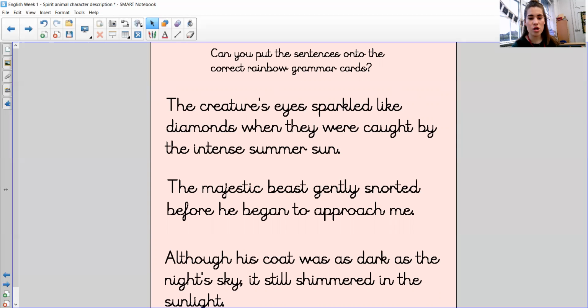Now, you probably don't have rainbow grammar cards at home, so you can use pencil crayons to do this. You can write each one in pencil crayon, or you can just do it in normal pencil, and you can label each part of your sentence. We're going to go through these one at a time, so if you feel confident and you want to pause the video now and have a go at them all, you can. If you want to stay with me now, I'm going to go through the first one, and then we'll go through the last 2 together anyway. If you want to see me do the first one, you can stay. If you want to go and have a go, you can pause the video and then just play in a moment.